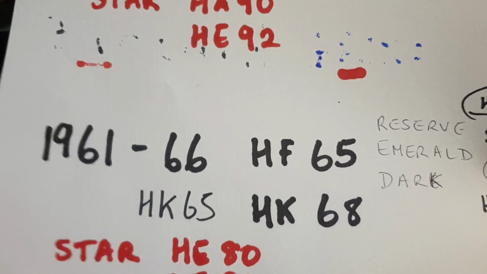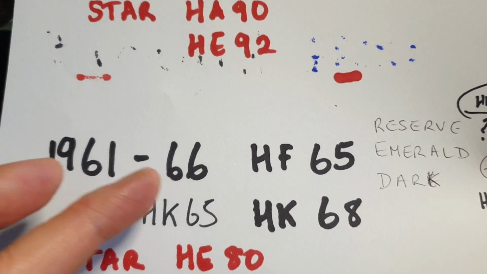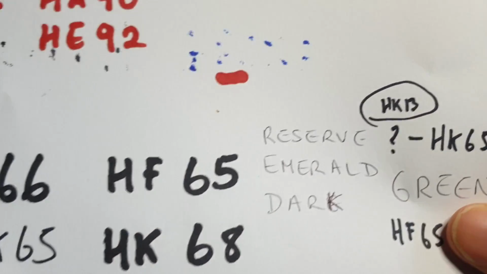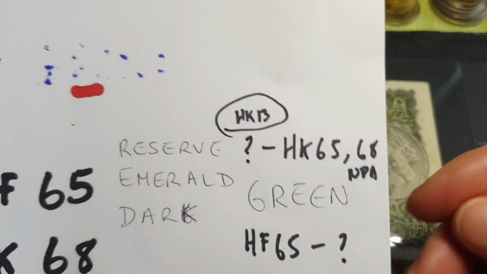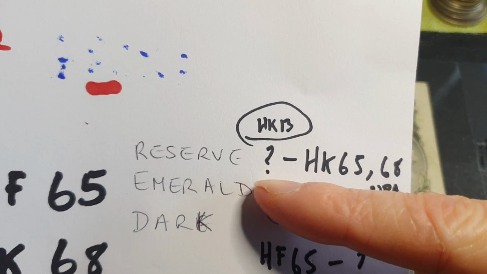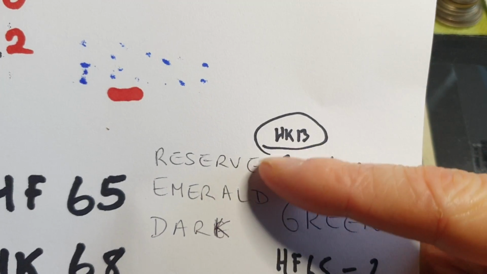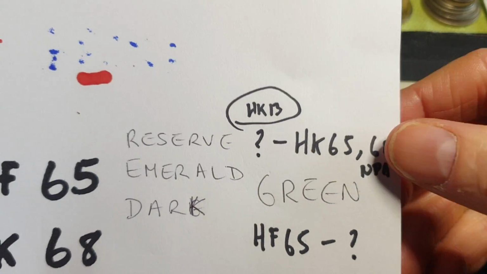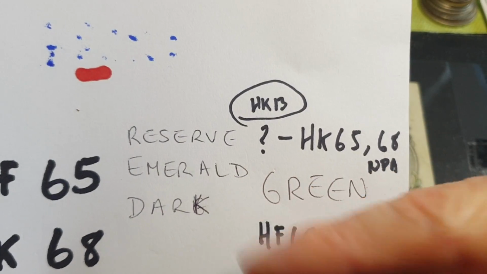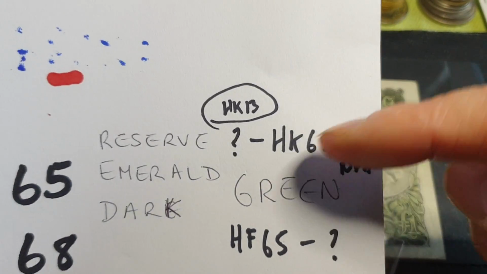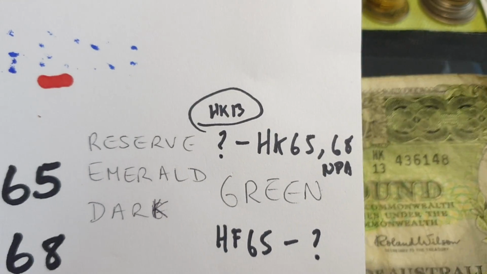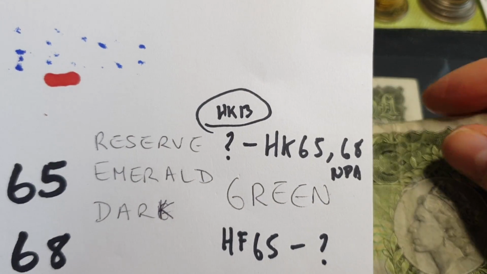Then we have 61 to 66. So we have two varieties. The top one is the emerald. We don't know where the start of the emerald is, and we'll have a look in a minute and see how you can distinguish between those two colors, between emerald and dark green. So 13, which is my note, we'll say that's an emerald one.